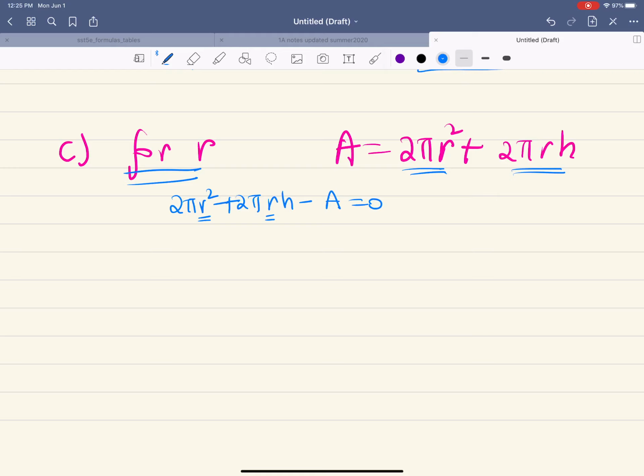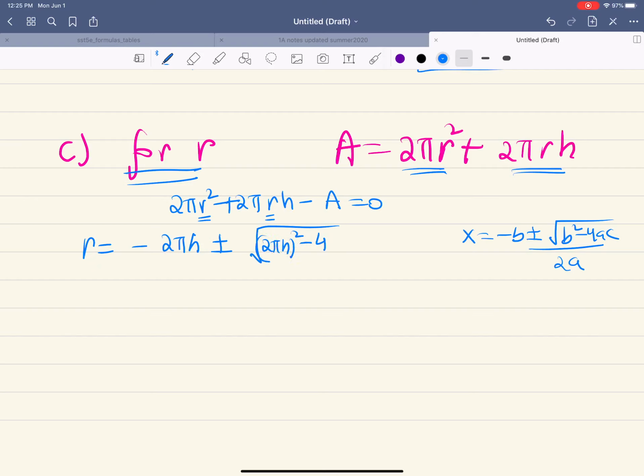Now quadratic formula, if you remember, x equals negative b plus minus square root of b squared minus 4ac, divided by 2a. That's what I'm going to do now. r is equal to minus b, which is negative 2 pi h, plus minus square root of b squared, which is 2 pi h squared, minus 4 times a, which is 2 pi, c is negative a, divided by 2 times a.